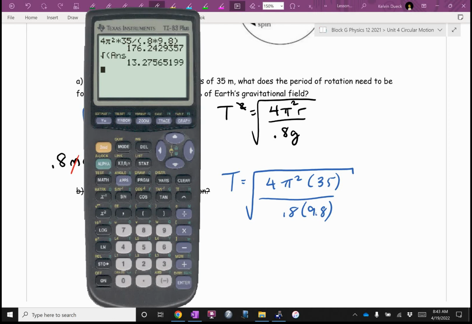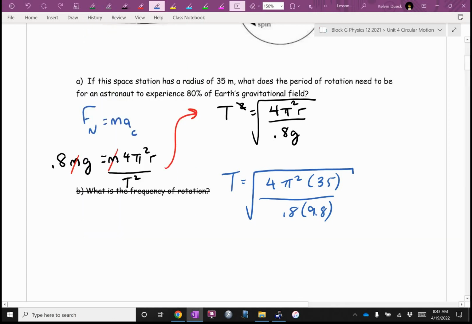I get 13.3 seconds. The space station needs to rotate every 13.3 seconds.